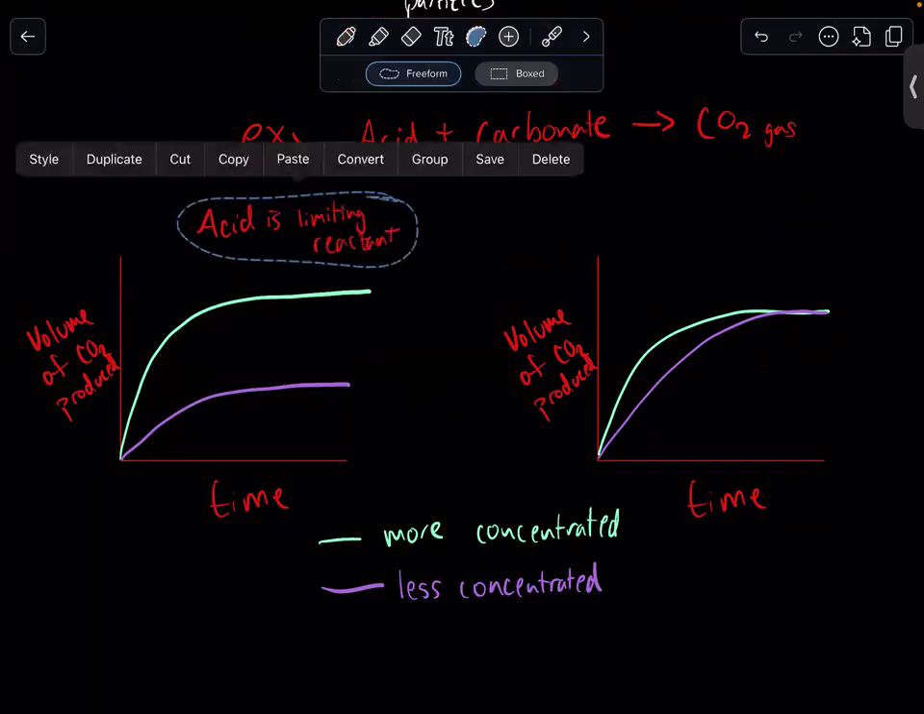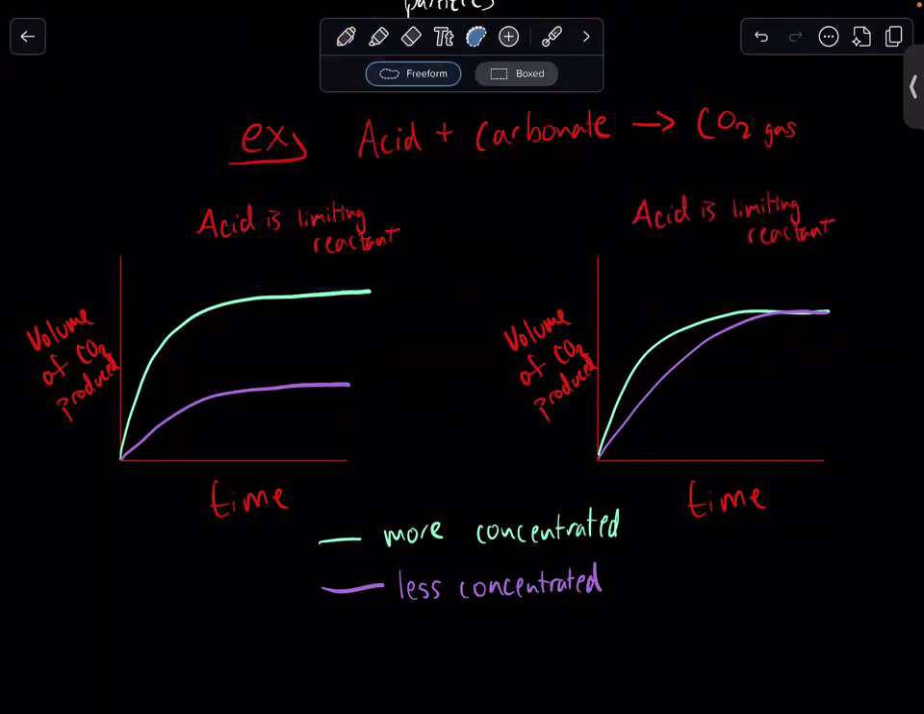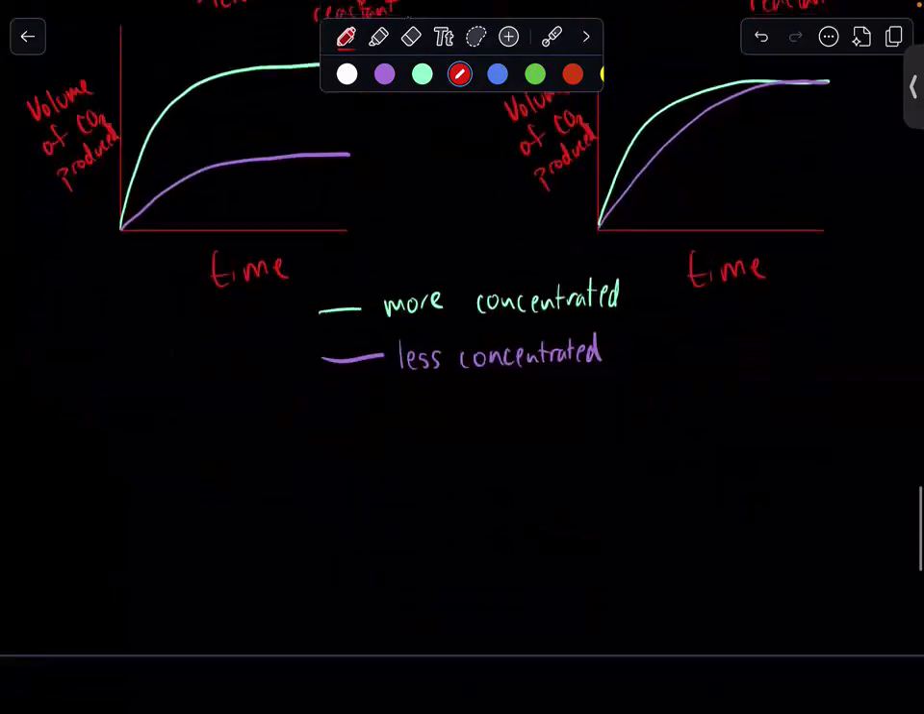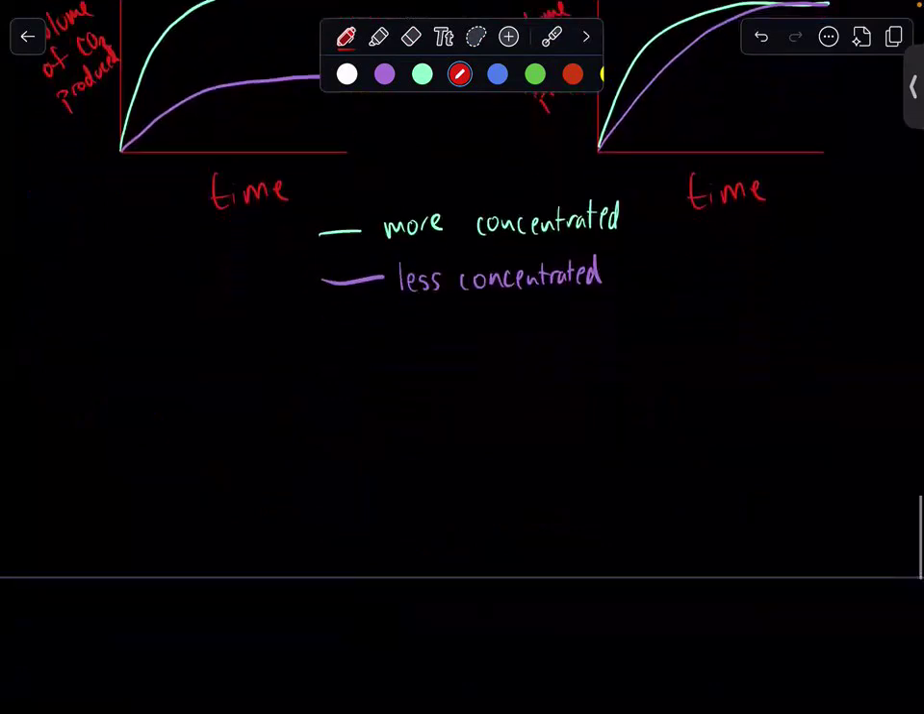And then to write carbonate, I'm just going to duplicate that and delete the word acid. Carbonate is our limiting reactant. So it may not be an acid carbonate, but here we can just see that the rates change as well as the products or amount of products change. All right, there are three more things that affect rate.